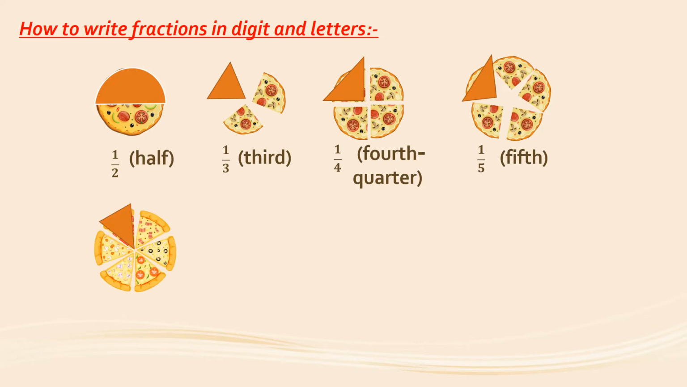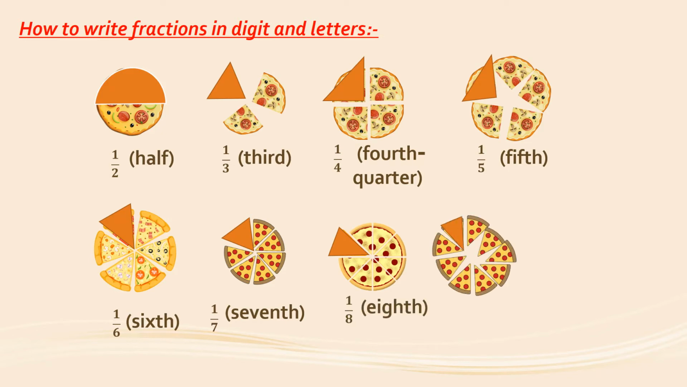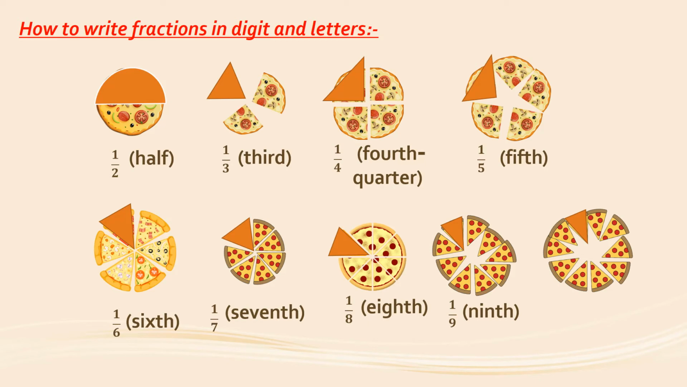What about six parts and take 1 out of 6? It's called 1 out of 6 in digit and sixth in letters. What about seven parts and I take 1 out of 7? It's called 1 out of 7, or seventh. What about eight parts? It's called 1 out of 8, or eighths. What about nine parts and 1 out of 9? It's called 1 out of 9, or nines. What about 10 parts and I take 1 out of 10? It's called 1 out of 10, or tenths.